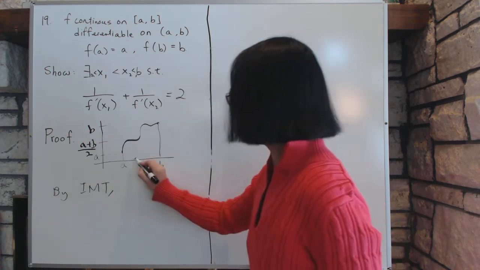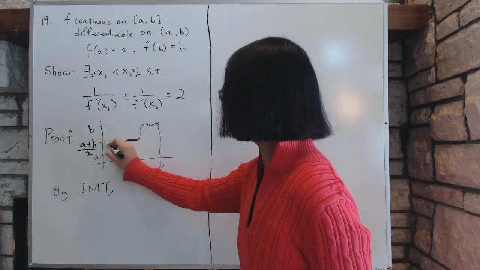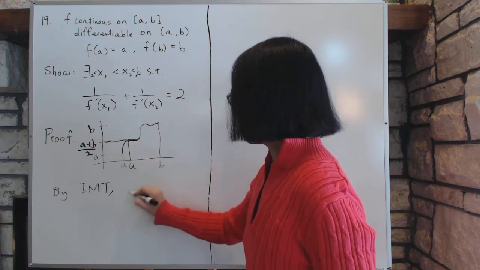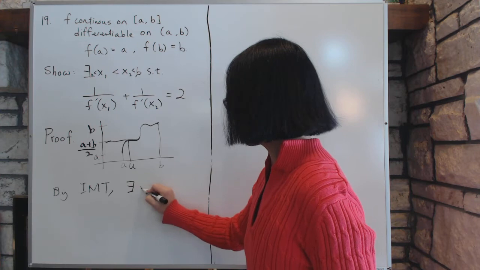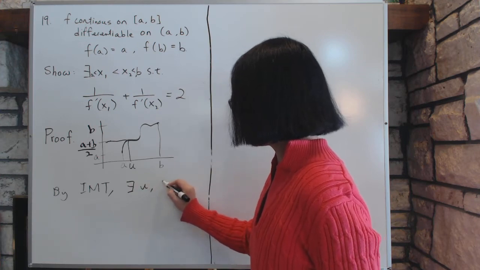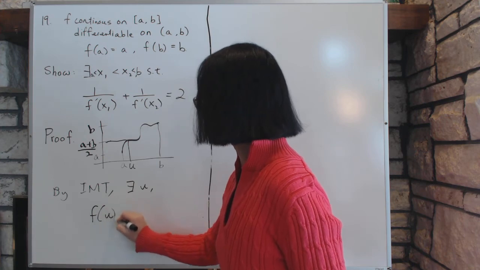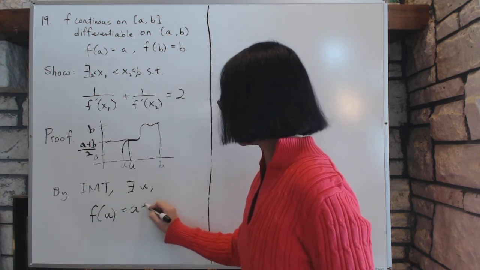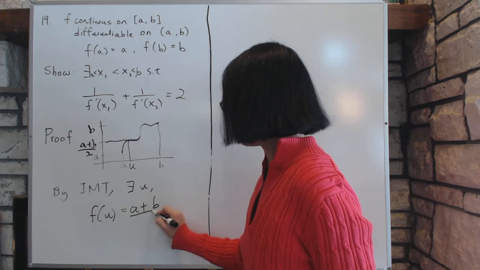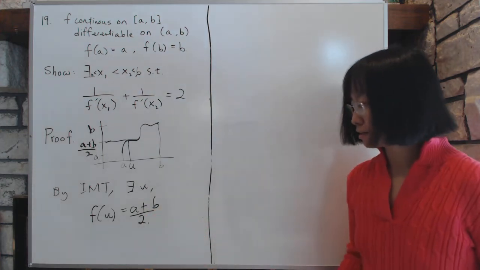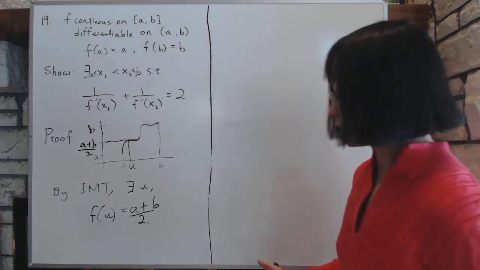There exists a u, and we will draw it here. This is u. There exists u such that f(u) equals (a plus b) over 2. All right, so far so good. But what does that take us to?